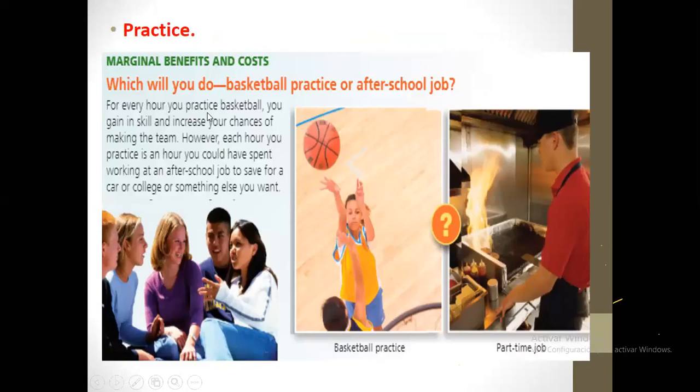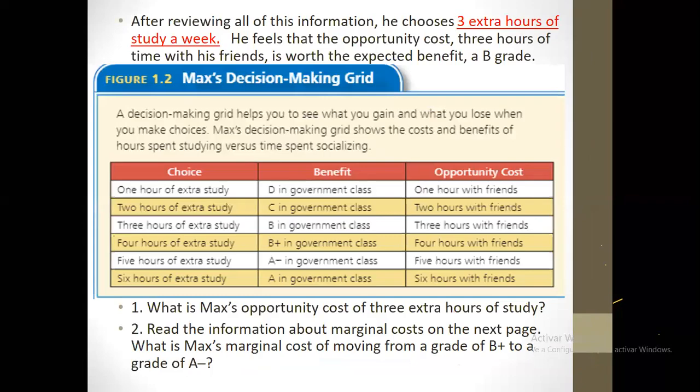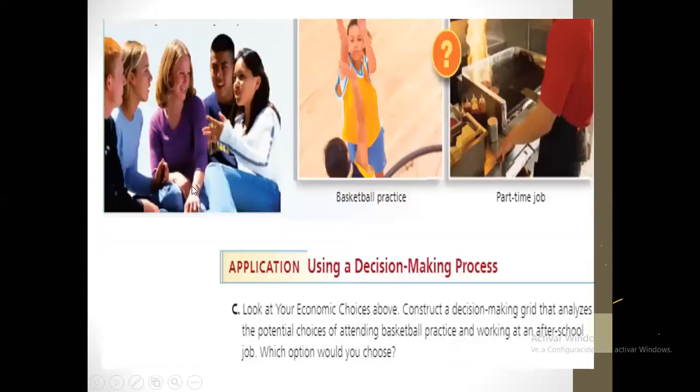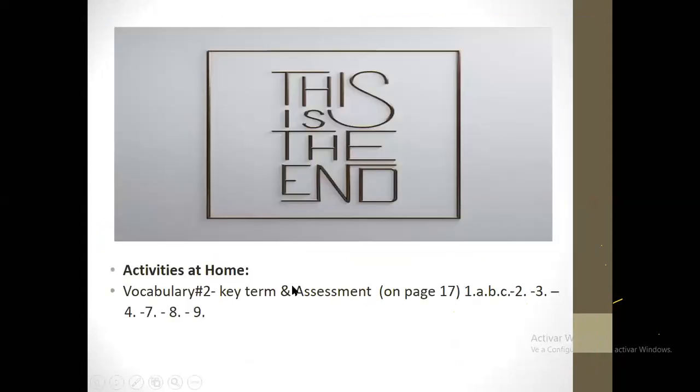Now, over here, I need you to think for tomorrow. I need you to think and try to create a decision making grid like this one. You're going to use these columns: choice, benefit, and opportunity cost. In this example, it says, for every hour you practice basketball, you gain in skills and increase your chances of making the team. However, each hour you practice is an hour you could have spent working an afternoon job to save some money to do anything you like. Okay, so tomorrow I need you to try to answer this question. I'm going to send it to you, okay? With some information that you need in order to complete that chart, guys, okay?